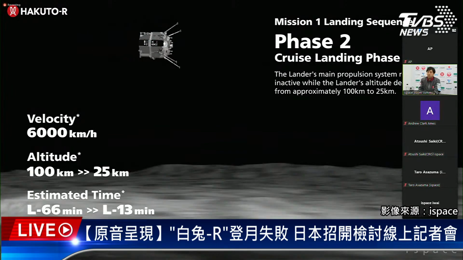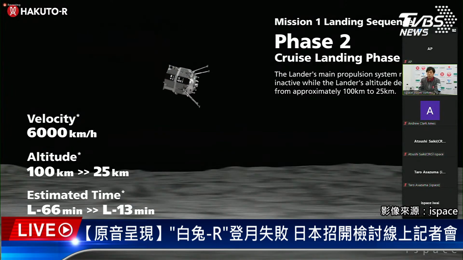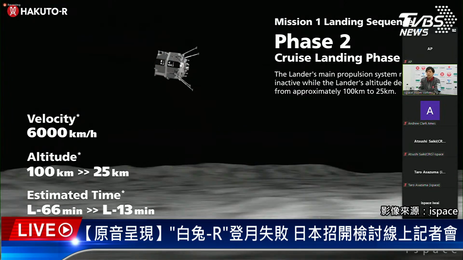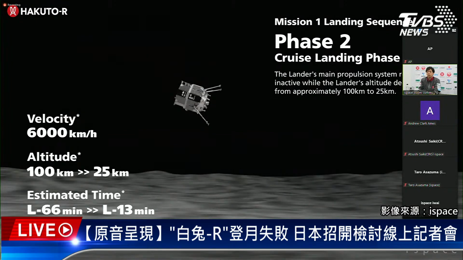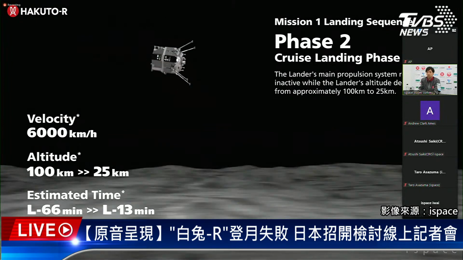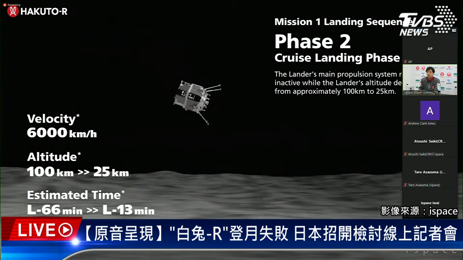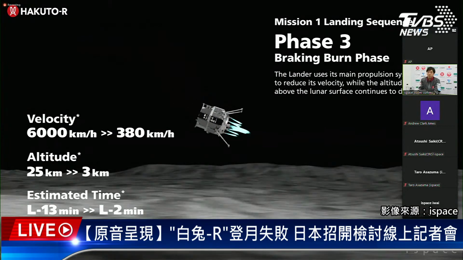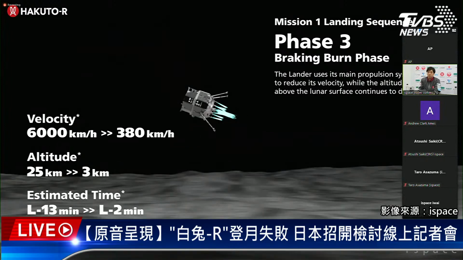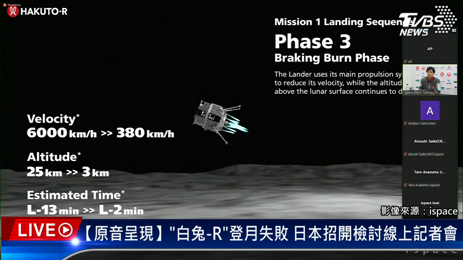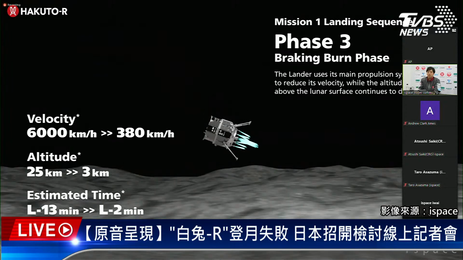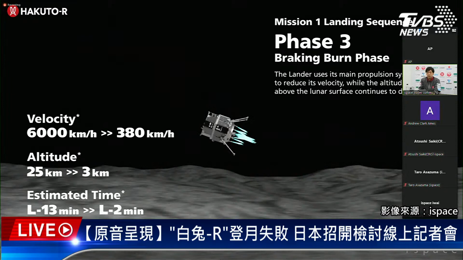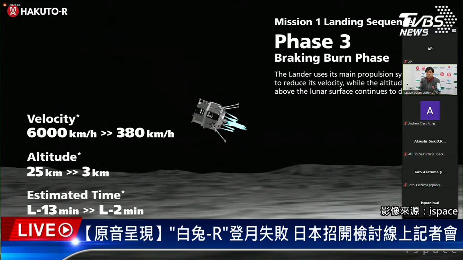In phase 2, the lander was already on the course of the elliptical orbit. Then the lander was approaching around 20 kilometer altitude. Then please move on to the next slide. But before that, at around 25 kilometer altitude, the lander started the deceleration operation. This is called the braking burn. During that phase, the lander drastically decreased its velocity. Then please move on to the next slide.